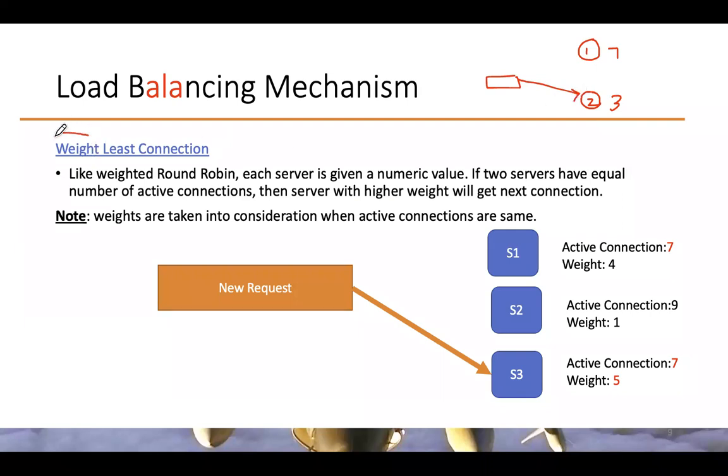But weighted least connection is used when there is a tie. For example, there are servers 1, 2, and 3. Both server 1 and server 3 have a tie. They both have 7 active connections. Now, if I've given a weight of 5 to server number 3, although server 1 and server 3 have the same active connections, just because of the higher weight, the new request will always go to server 3. With least connections, if there is not a tie, then it basically works in a round robin manner.